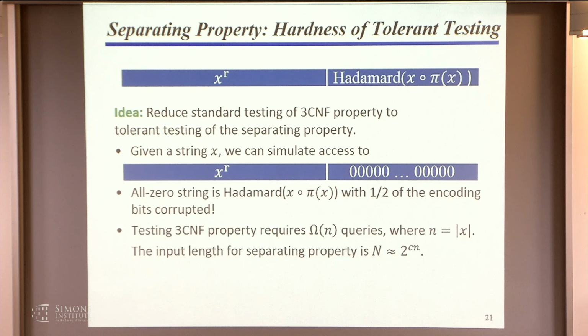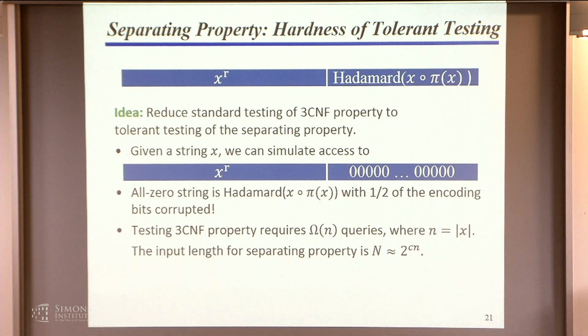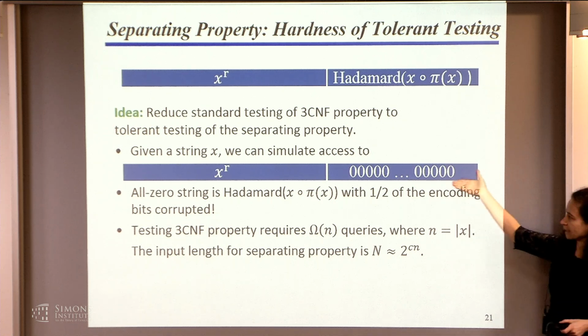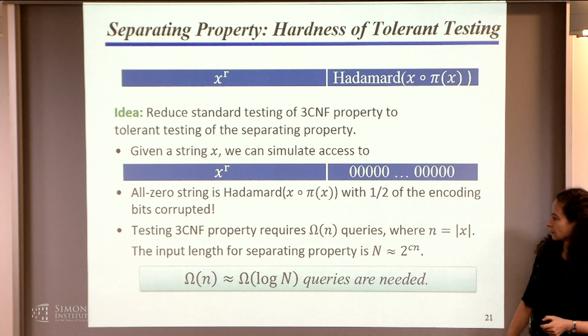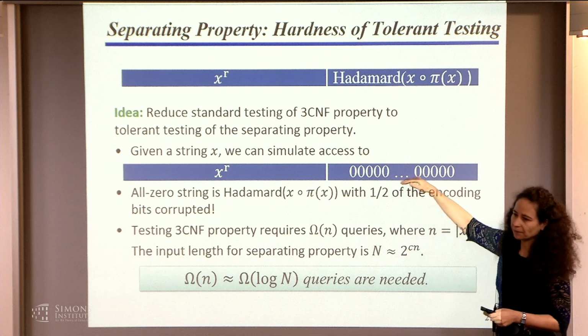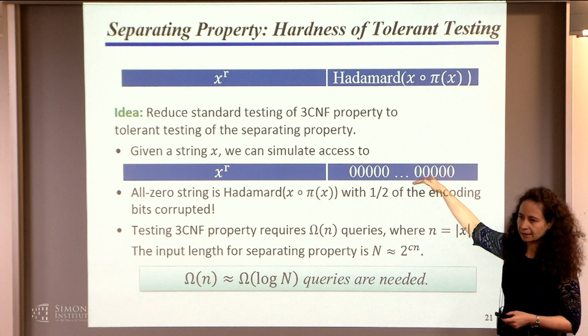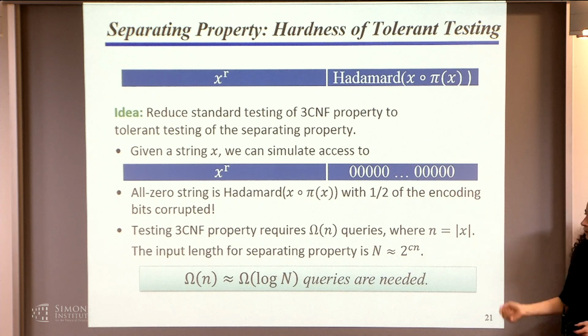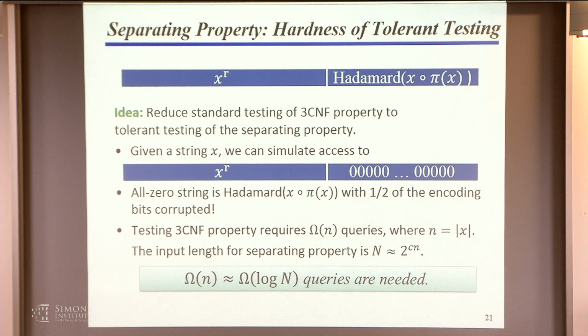However, we know that without advice, just testing the 3CNF property, right? So this is just testing without advice. It requires a linear number of queries. So therefore, in order to be able to test this, we have to do a number of queries which is logarithmic in this, right? Because we encoded, we blew up the length of the input to 2 to the original little n, so we still need little n queries. But this is log of the length of this whole input. So this is the idea.